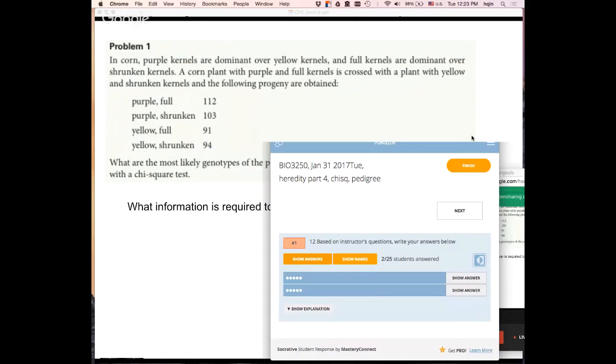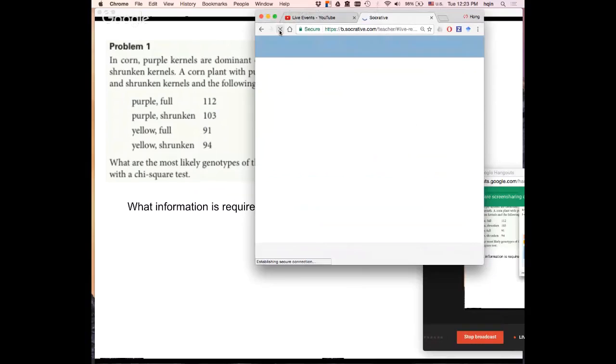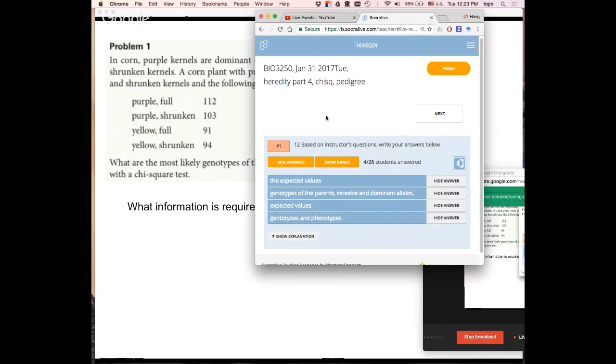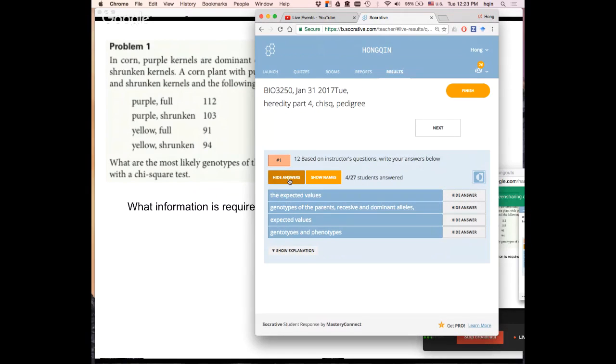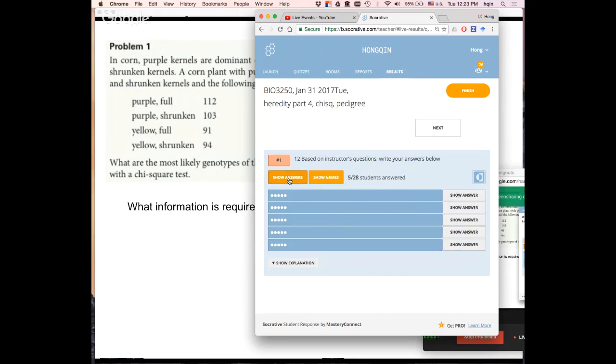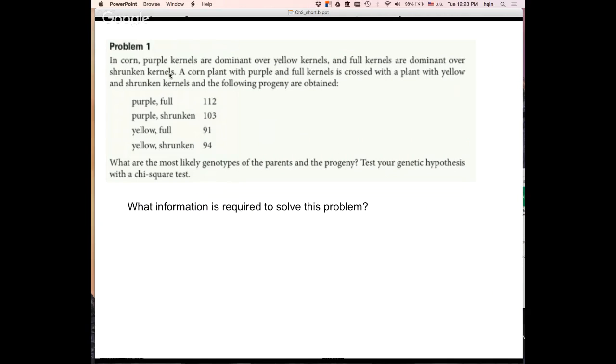Okay, let's see. Only two. Expected value, genotype of the parents. So that's a dominant only expected value. And the question actually tells us which one is dominant. So purple is dominant over yellow. Full kernel is dominant over shrunk kernel. So the traits will be color and shape.